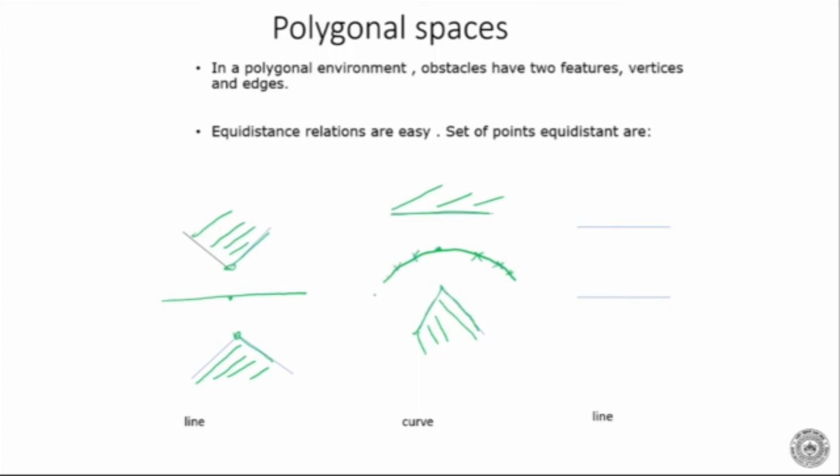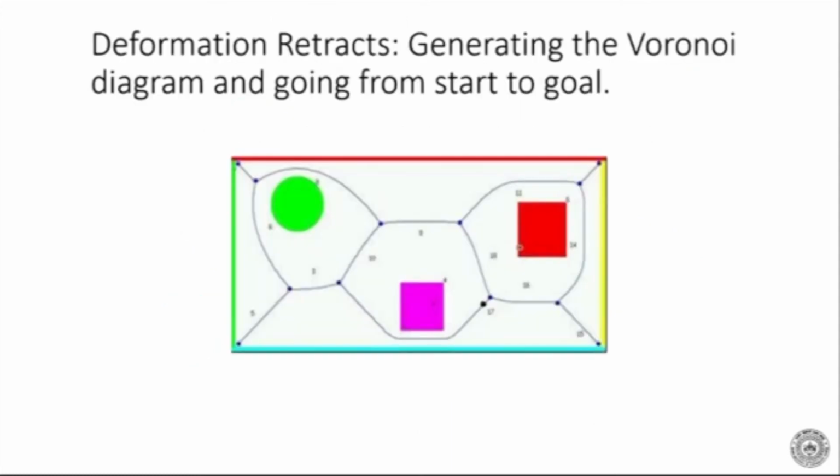Now what about an edge like this and an edge like this? Now this is very simple. The equidistant points will be equidistant from both these edges, which is a straight line again. So in polygonal spaces, obstacles have two features. They can be vertices and they can be edges. Because they're polygonal, they're made up of vertices and edges. And we can have an equidistant relation between them very easily. And that equidistant relation is going to be the path.